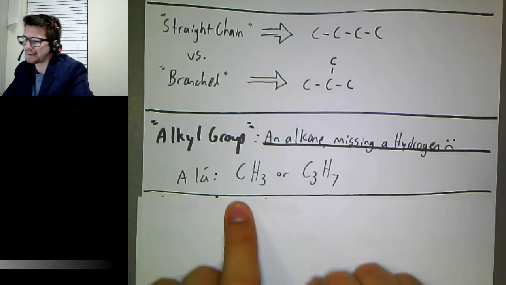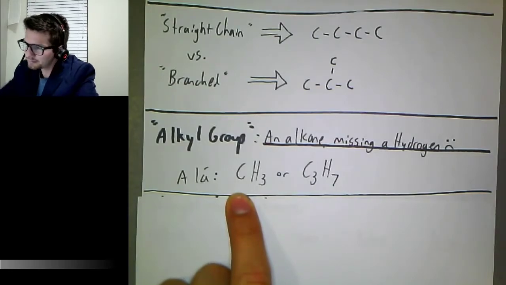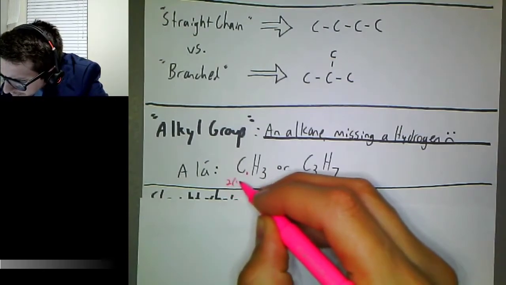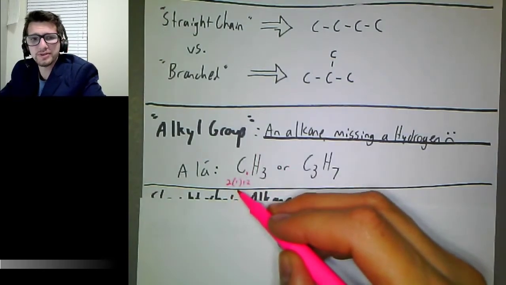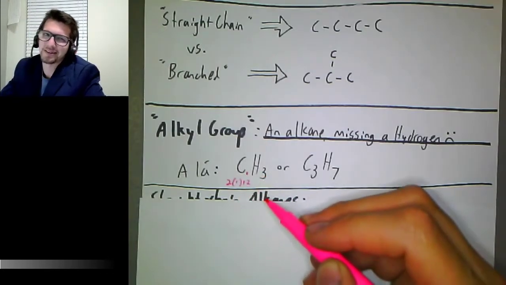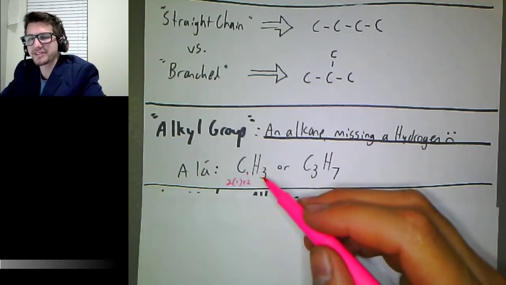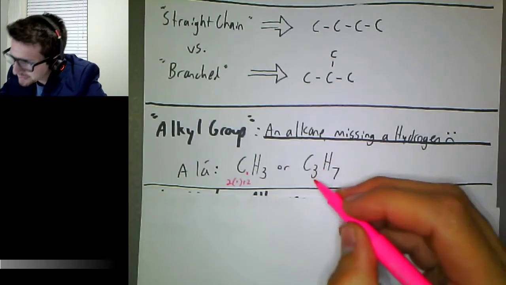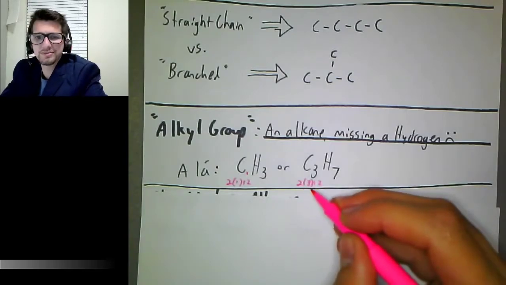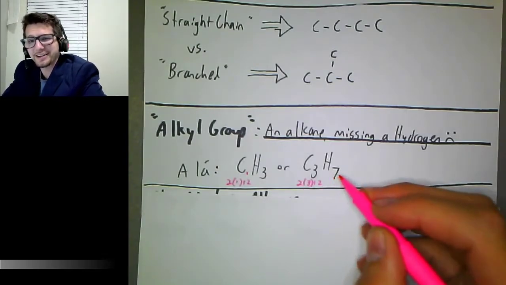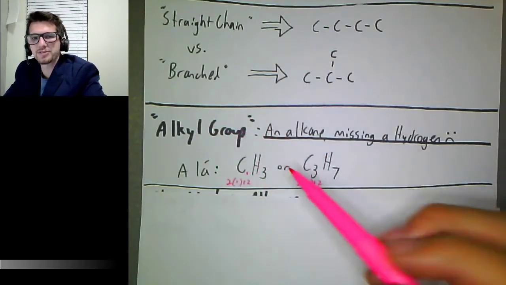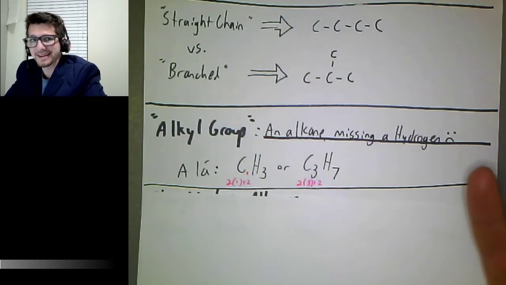So let's say we had CH3. Well, given our little rule, we only have one C, so we'd multiply 2 times 1 plus 2. What's 2 times 1? 2. What's 2 plus 2? 4. It's supposed to be H4, but we're missing one. That means that this will be an alkyl group, and we'll figure out how to name those later. This one, we have 3 C's, so I'd say 2 times 3 plus 2. What's 2 times 3? 6. What's 6 plus 2? 8. I only have 7, I'm missing one. So this would be an alkyl group as well. So alkyl groups are just alkanes that happen to be missing a hydrogen.